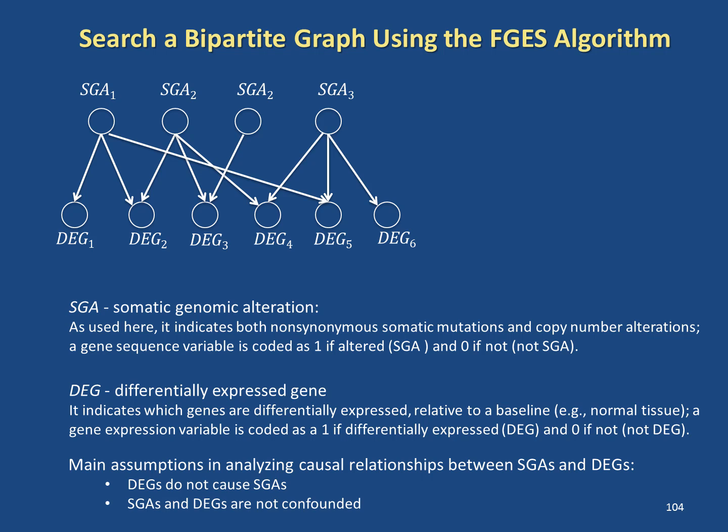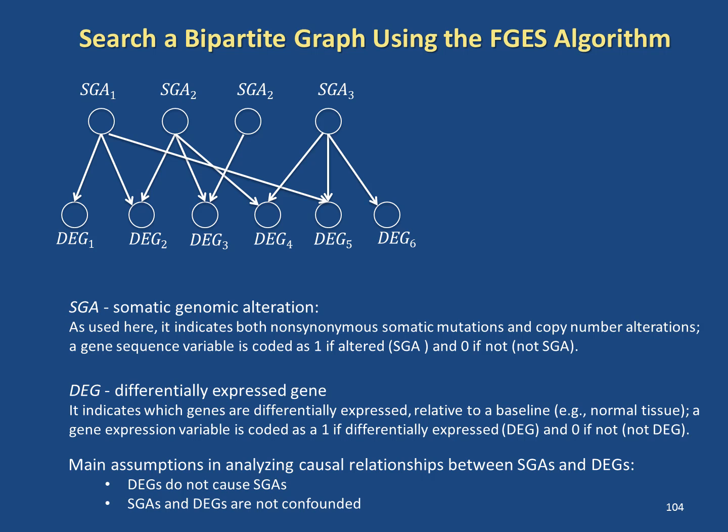We'll look at just a simple bipartite graph where on the first level we have SGAs, and on the second level we have DEGs. And what we're interested in is the relationships between the SGAs and the DEGs. We're actually going to look at the relationships among the DEGs as well, just for the purposes of illustration.